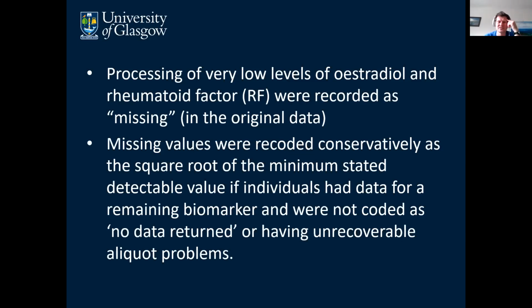Again, quite boring but important detail here: there were some biomarkers where a reasonable number of individuals had data not accessible because their values were too low to be picked up by the biomarker kit. For those individuals, assuming they have data on at least one other biomarker and haven't been recorded as having bad data, they have usable data. It's just that they had very, very low levels of, in particular, rheumatoid factor, and we recoded them to the square root of the minimum stated detectable value for that assay.